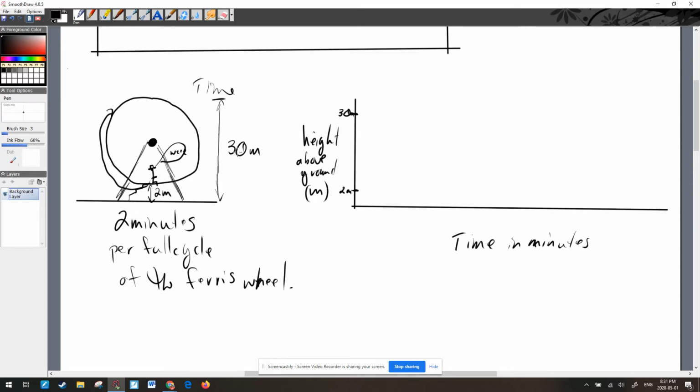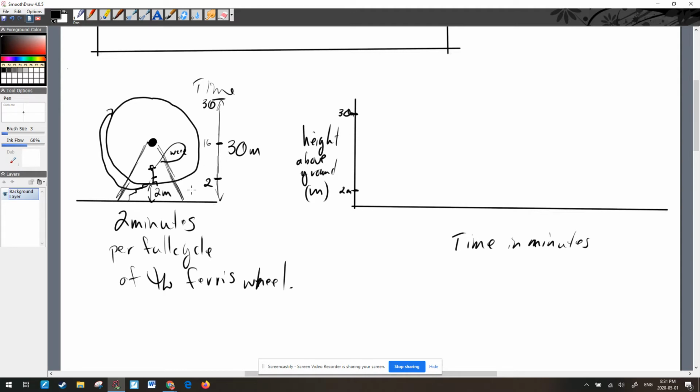That's true, but the base of the Ferris wheel is at 2, not at the ground. So we have to think, from 2 up to 30, what is the midpoint? Well, 30 plus 2 is 32. And then you could add them and divide by 2, and you would say, oh, the midpoint then is 16. That's one way to do it.